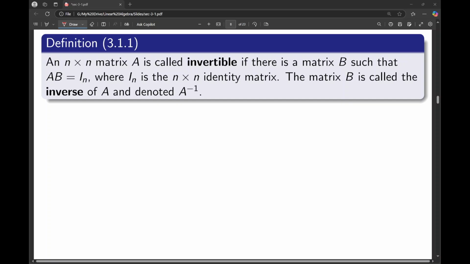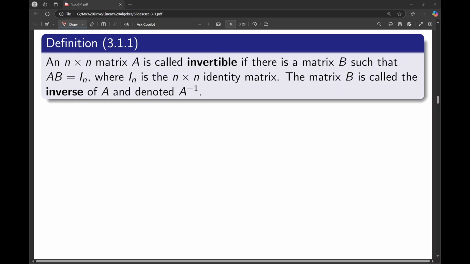Okay, now we're going to talk about definition 3.11, and we'll do the next activity. So definition 3.11 says, an n by n matrix A is called invertible if there's a matrix B such that A times B is the identity, where In is the n by n identity matrix. The matrix B is called the inverse of A and denoted by A inverse.